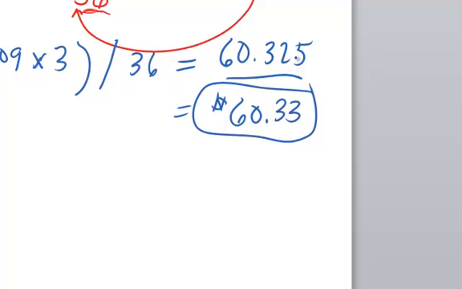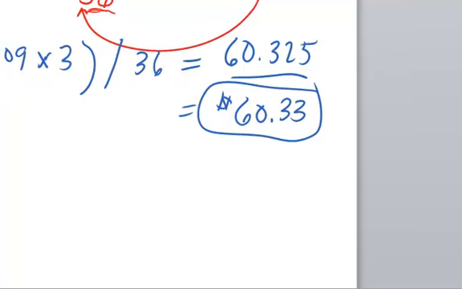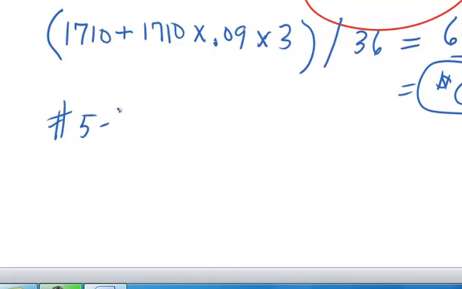Hopefully this helps you out with this particular exercise. Numbers 5 through 12 in your book should work in this manner. And I hope this will help you out. Again, if you have any questions, contact me by email or in class.